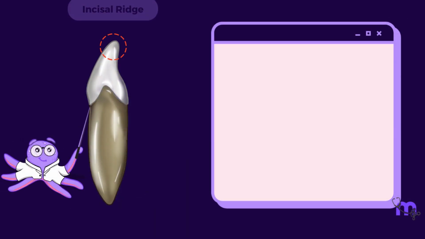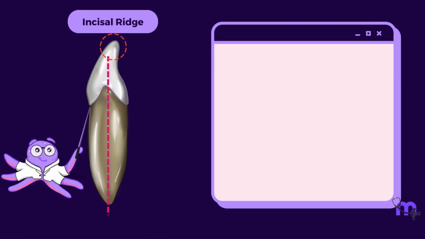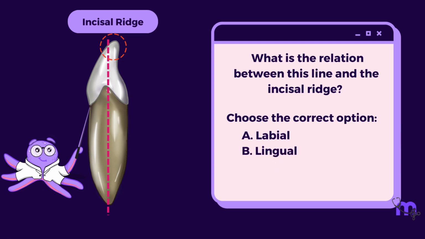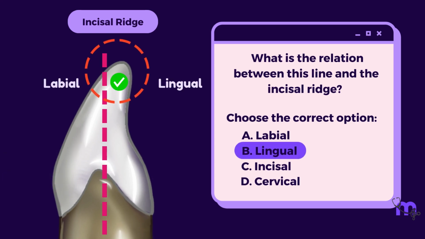Direct your attention to the incisal ridge. Consider a line bisecting the root extending towards the crown. What is the relation between this line and the incisal ridge? Choose the correct option. A. Labial. B. Lingual. C. Incisal. D. Cervical. It's lingual. The line divides the tooth into two parts, labial and lingual.